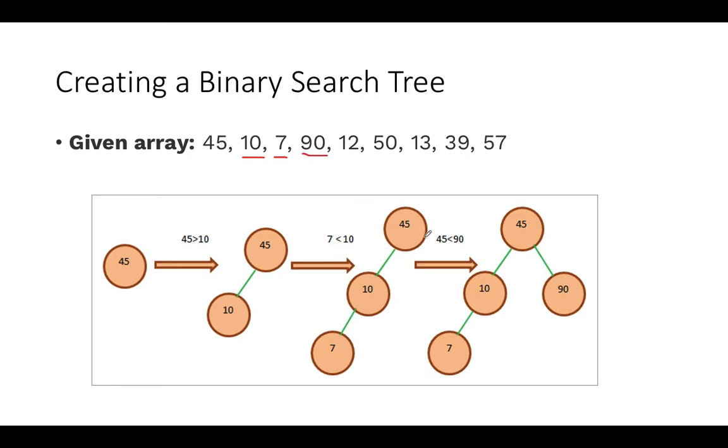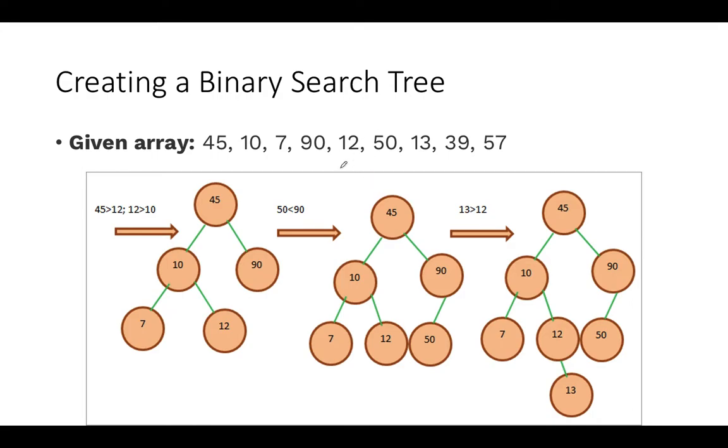90 is greater than 45, so it has to go to the right. 12 is less than 45, but it's greater than 10, so it will come to the right. 50 is greater than 45, but it's less than 90, so it will go to the left of the 90. 13 is less than 45, greater than 10, greater than 12, so it will come to the right of the 12.